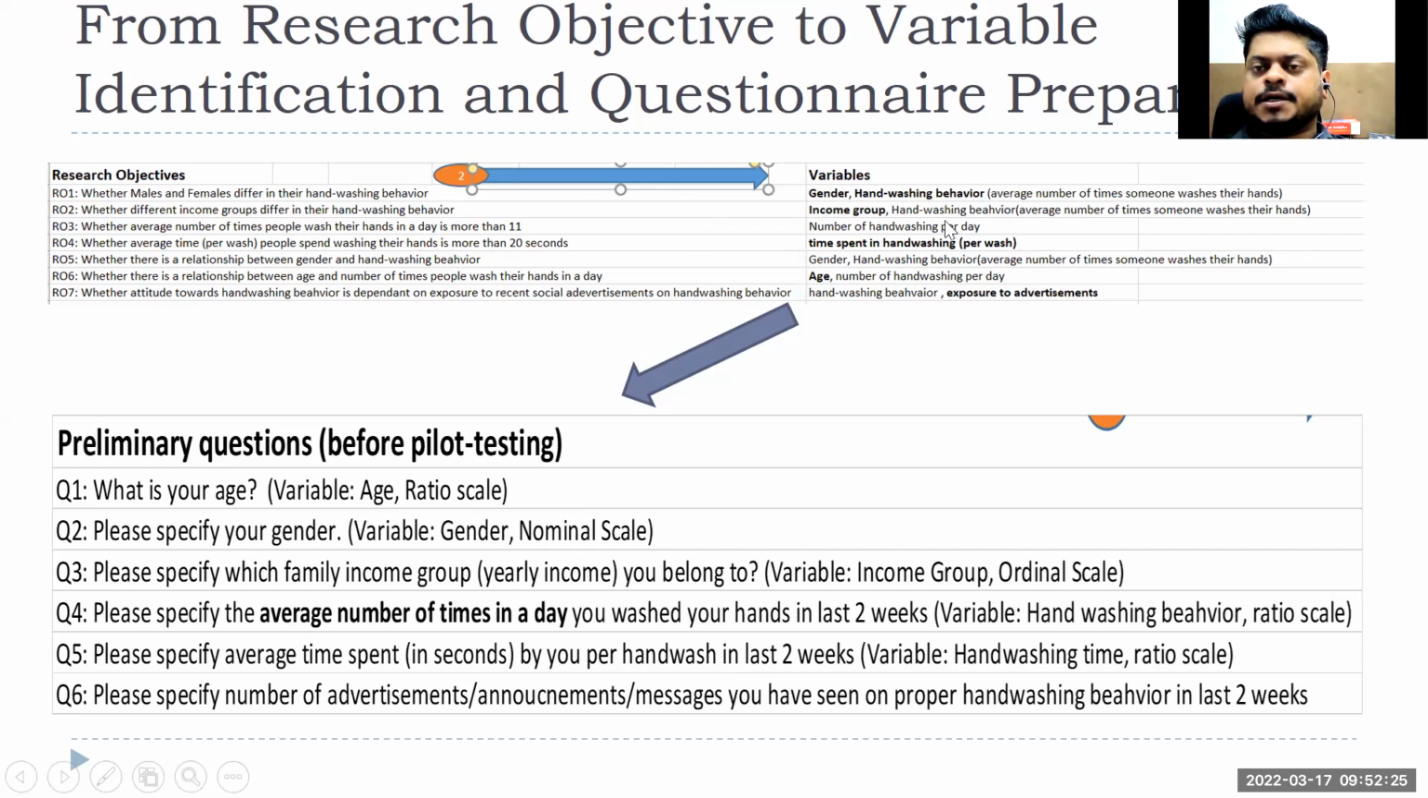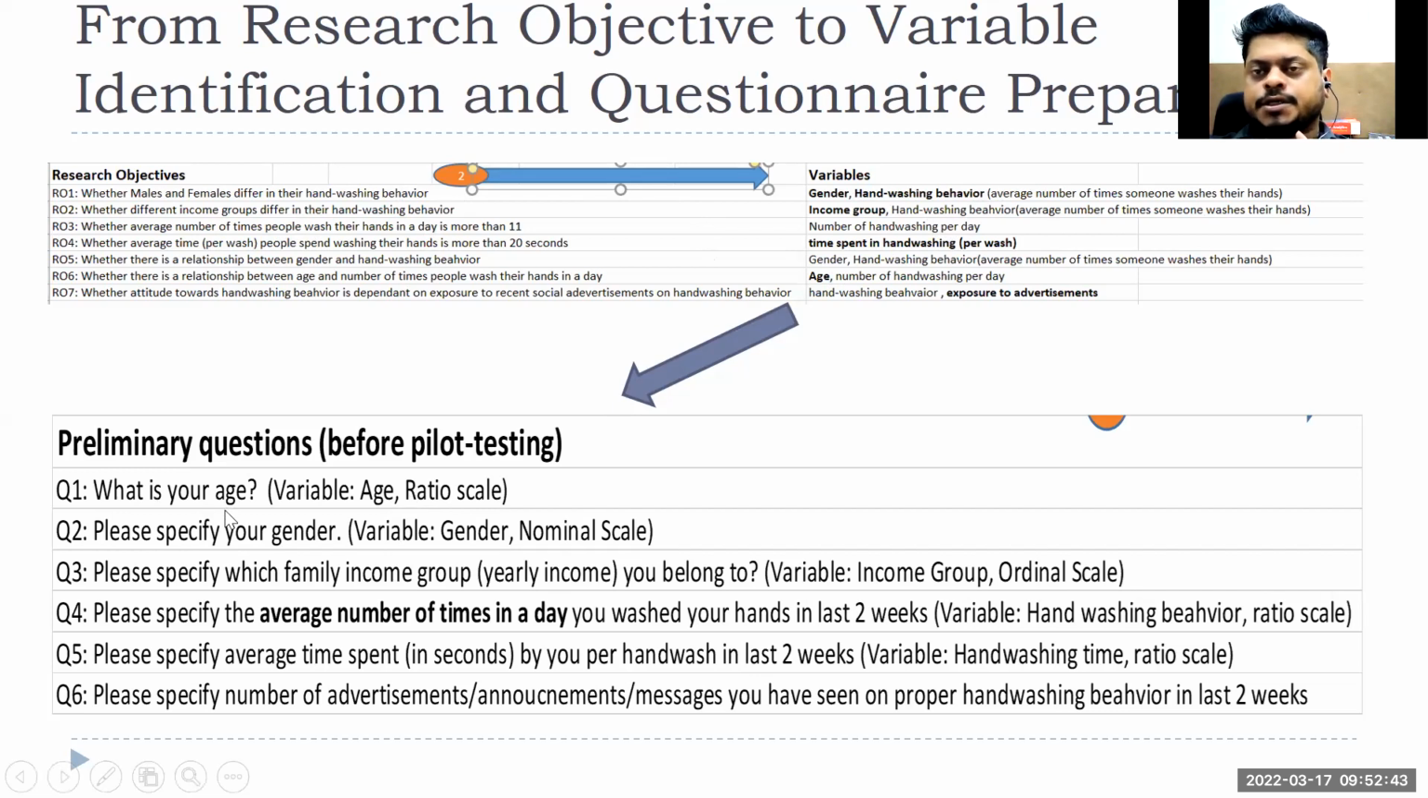So I have not highlighted that. So like this, for each of your research objectives, write down what are my variables, right? Then once you identify that, okay, these are the information I want to collect, then go on and create questions. Now the problem is how you frame the question.